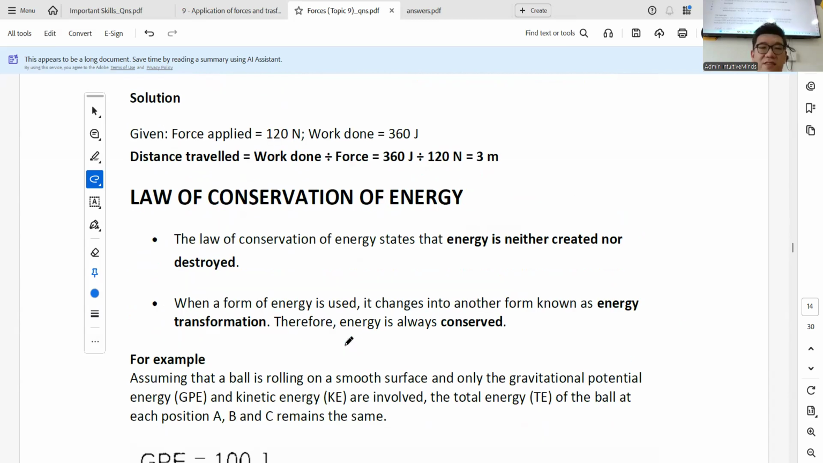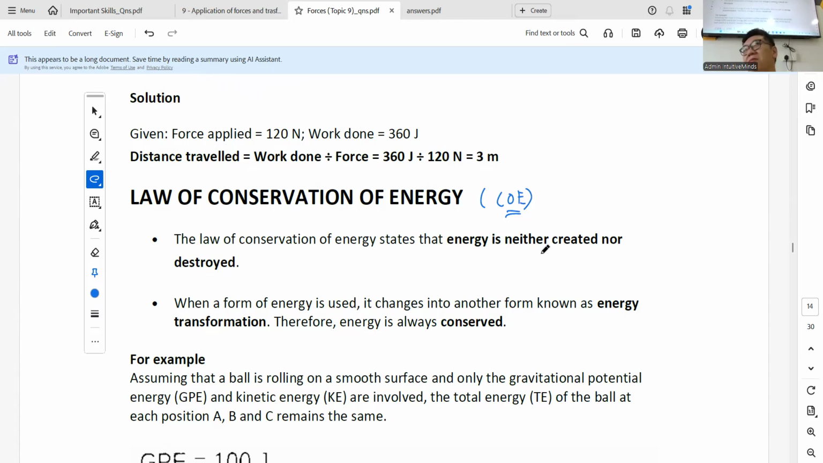Okay, moving on. Next, conservation of energy, as I like to call it COE, lah. Nothing to do with cars. Now, it's a short form that I may use from time to time, lah. Have you heard of this before in primary school?